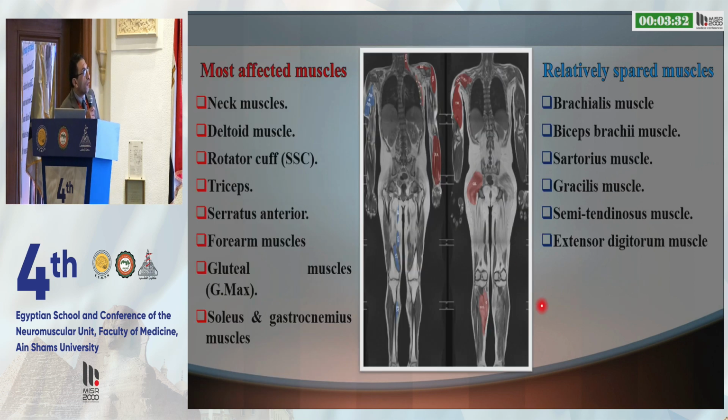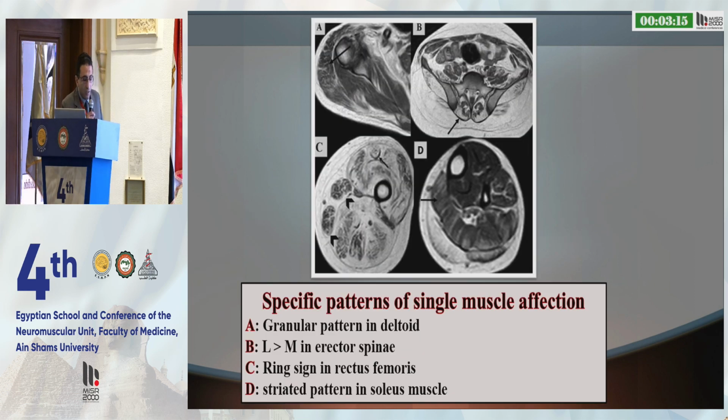The diagram shows the most affected muscles in red color and the spared muscles in blue color. There are specific patterns of muscle involvement in merosin deficient muscular dystrophies. We mentioned before the granular pattern in deltoid and in gracilis and sartorius, the striated pattern in soleus, the lateral then medial in erector spinae, and the ring design in rectus femoris muscles.